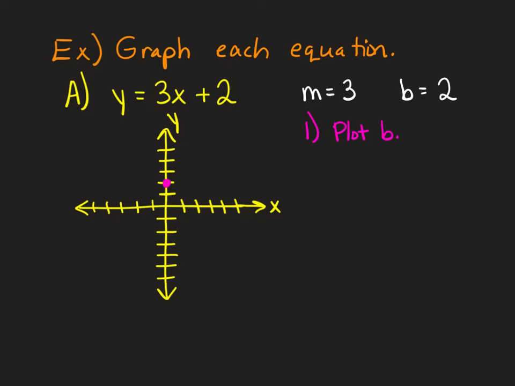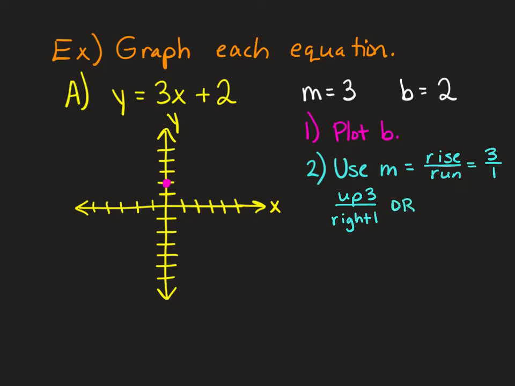Step 2, we're going to use m. That is rise over run, it's slope. In this case, it's 3, which we can write as a fraction 3 over 1. So that means we can go up 3, right 1, or we can go the opposite direction, which we'll see in a minute. Let's rise 3, 1, 2, 3, run 1. And notice our starting point was at B.